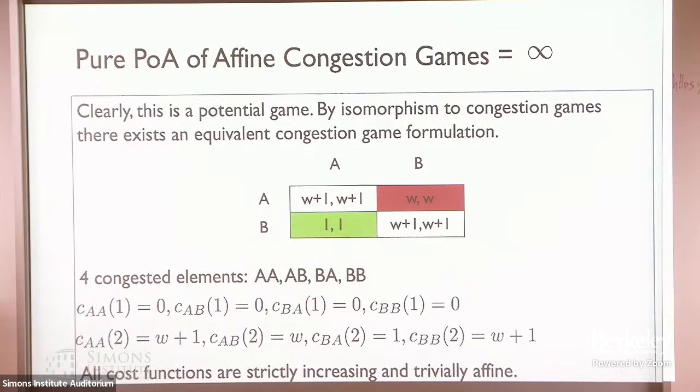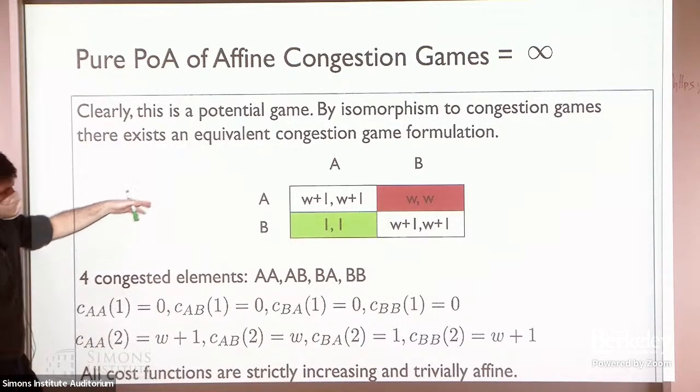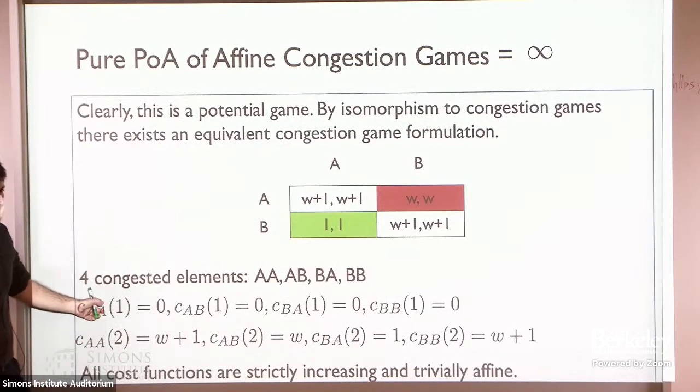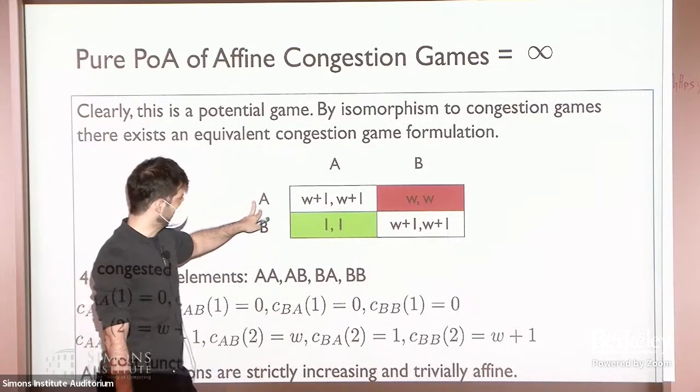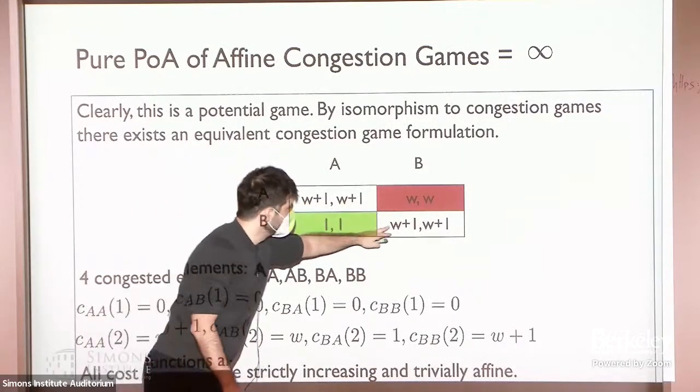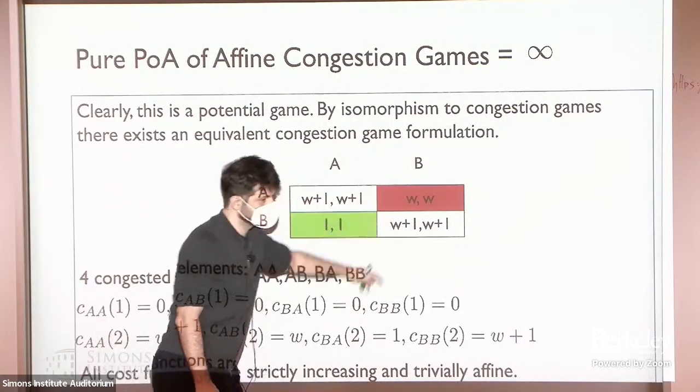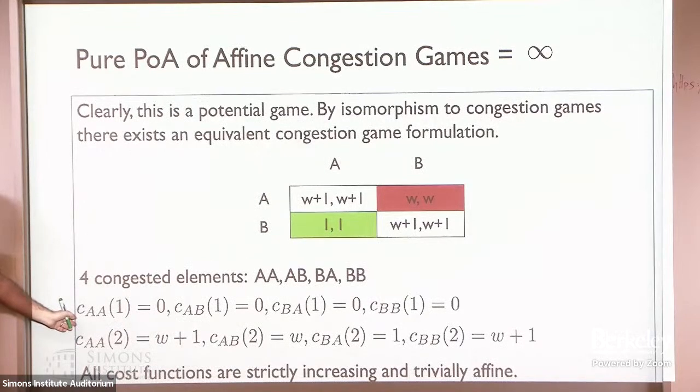There are two agents, the row agent and the column agent, and there are 4 congested elements: AA, AB, BA, BB. The A strategy for the row agent contains these 2 elements, the B strategy these 2, and for the column agent it's these 2 and these 2. And here are the costs. With load of 1, the cost of all of these congested elements is 0. With load of 2, the cost is exactly the cost of that cell. That's it. This is the congestion game.